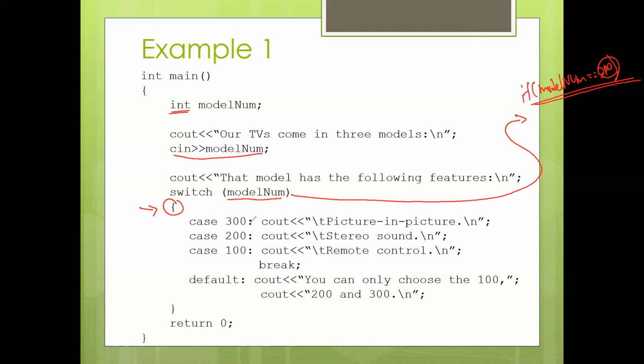So ini case 300. Okay, double ni titik bertindih. Cout picture in picture. Okay, picture in picture. Okay, so case 200 cout stereo sound. Case 100 cout remote control, break. Nampak tak? Dia pergi letak break kat sini. Later you kena tengok apa jadi bila you letak break dekat last kali. Okay, and then last kali default you can choose this is the error message. Okay, and then you should close the switch statement.